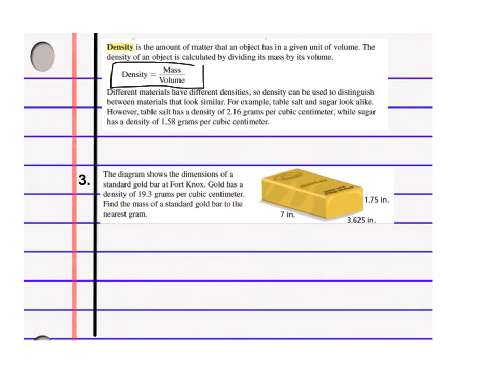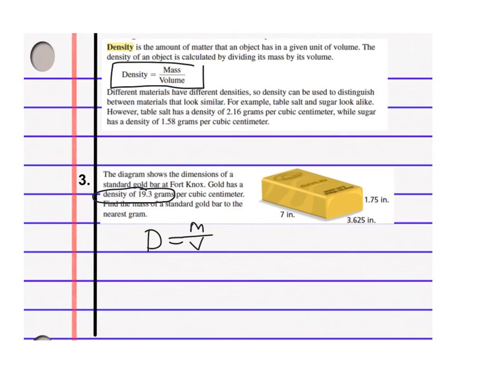Anyway, different materials have different densities. Salt, sugar, things like that. That's why some metals, gold, etc., might be heavier versus lighter or feel that way. Anyway, okay, the diagram here shows the dimensions of a standard gold bar at Fort Knox. Gold has a density of 19.3 grams per cubic centimeter. Find the mass of a standard gold bar to the nearest gram. So remember, density, I'm going to use just a D for that. I'm just going to abbreviate. Density is mass divided by volume.